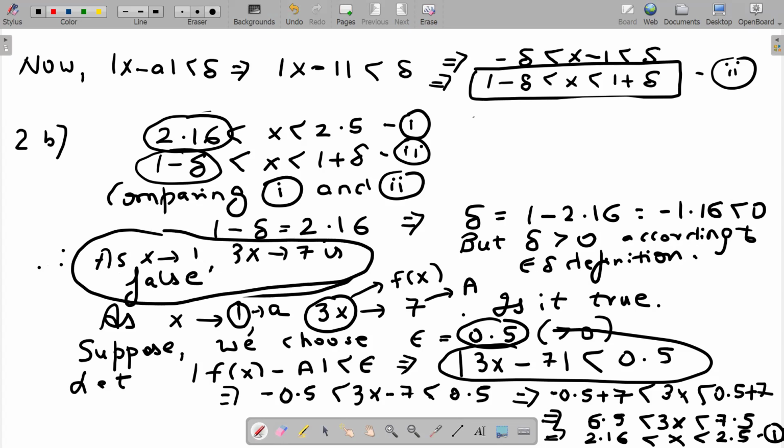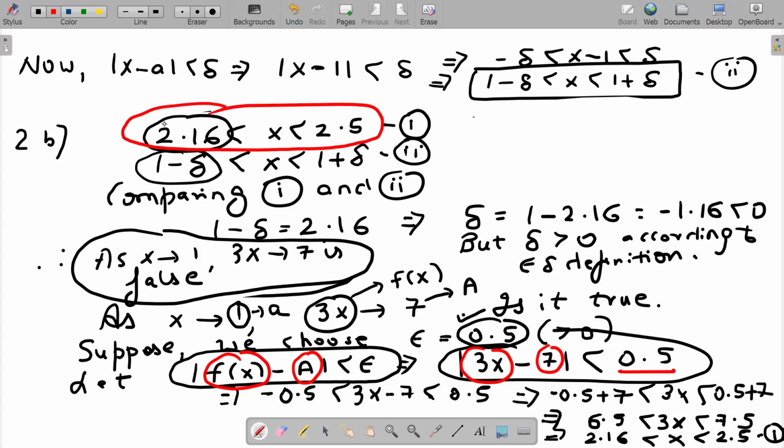I'm revising how we have solved it again. We use the epsilon delta method. I just took a value of epsilon greater than 0. I took it as 0.5. I use the fact that the absolute value of f of x minus capital A should be less than epsilon. f of x was 3x, capital A was 7. Mod of 3x minus 7 less than epsilon, which is 0.5. I solve this inequality using the rules of inequality I've covered in my module on absolute value and inequalities. I get x lying between 2.16 and 2.5.